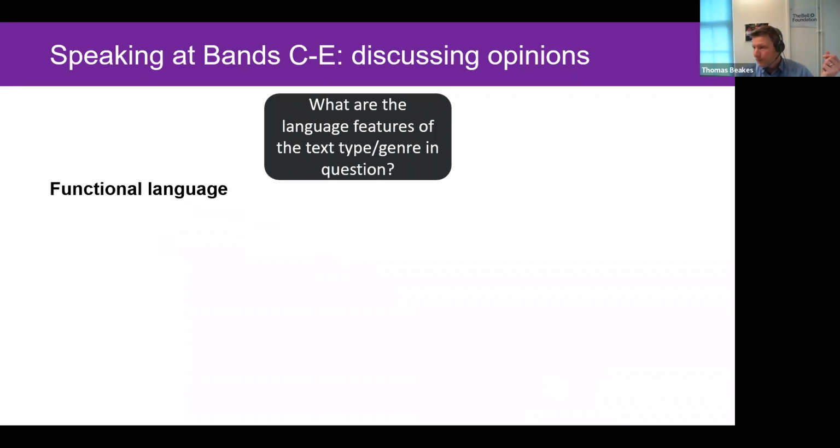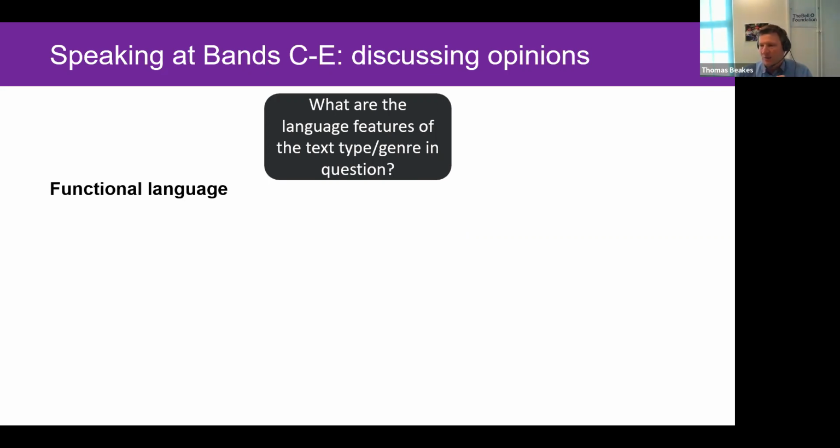And then this is the next question: what are the language features of this text type or genre? By observing and noticing the language that is used in the classroom in different tasks and situations, we can build up examples of successful language and awareness of what we want and what we don't want our students to be doing. And this will help us answer this question.